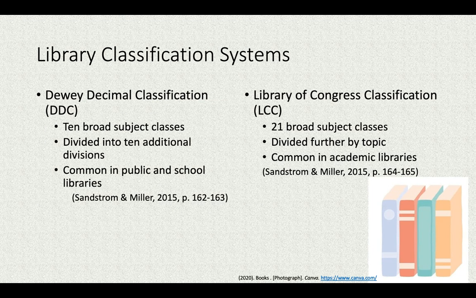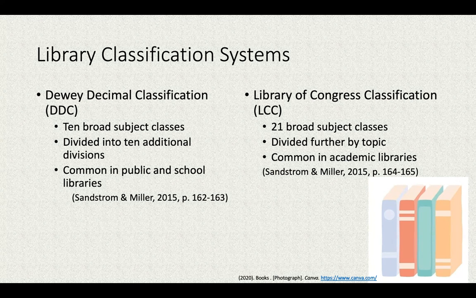There are two major classification systems used in libraries in the United States: the Dewey Decimal Classification and the Library of Congress Classification. The Dewey Decimal Classification organizes content into 10 broad subject classes. It then divides content into 10 additional divisions. Dewey Decimal Classification is commonly used in school and public libraries. The Library of Congress Classification organizes content into 21 broad subject classes. It then divides further by topic. It's commonly used in academic libraries.